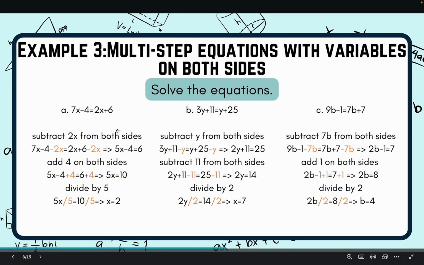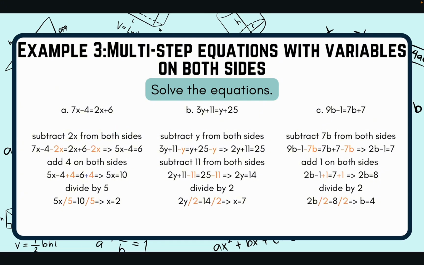Example 3, multi-step equations with variables on both sides. There are 3 questions here. First, for A, 7x minus 4 equals 2x plus 6. You first subtract 2x from both sides, because this 2x is also an addition apparently. So you use subtraction instead.